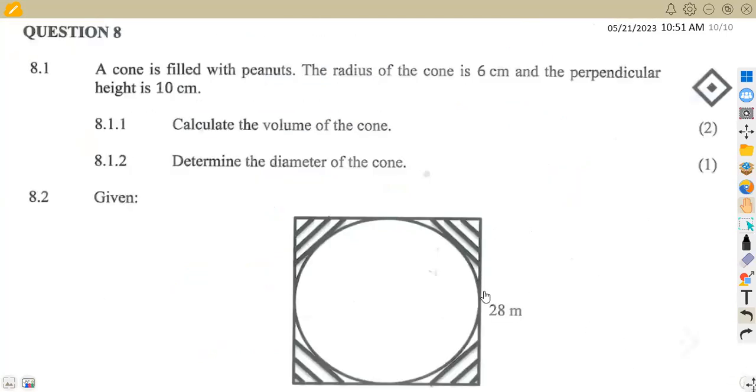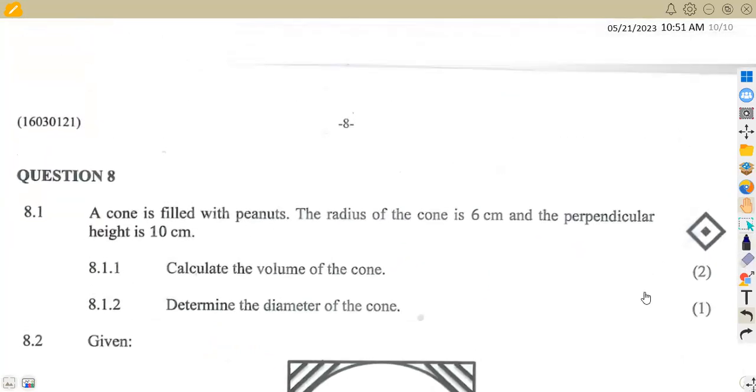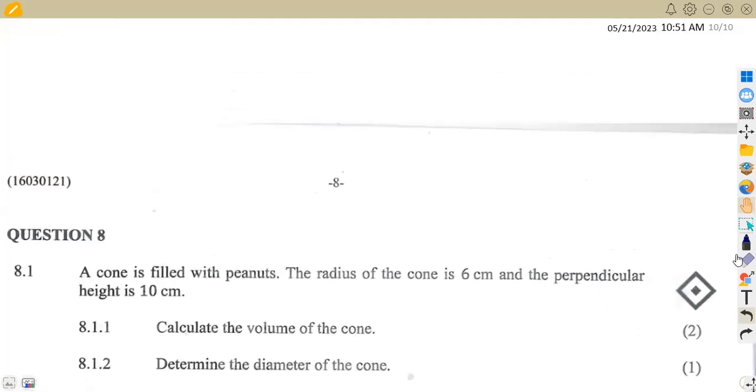Okay, so on question number 8, we are given here that there is a cone that is filled with peanuts. The radius of the cone is 6 centimeters and the perpendicular height is 10 centimeters. Calculate the volume of the cone. What is important is we need to calculate the volume of this cone. Okay, how do we calculate the volume of a cone? So this is 8.1 from your formula sheet. The volume of a cone is given as a third base area times height, which is 1/3 pi r squared h.